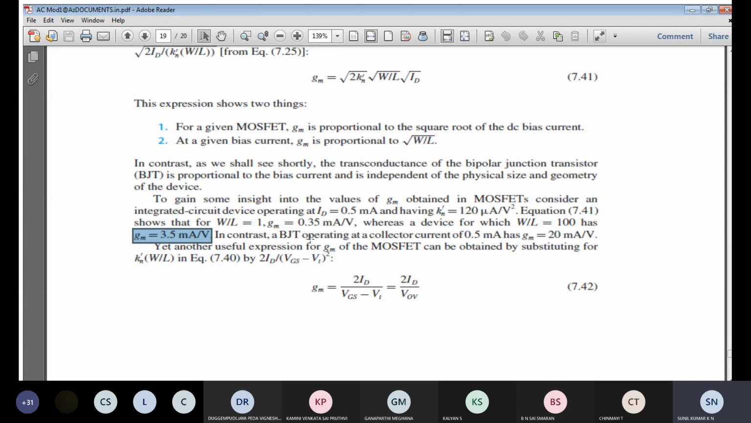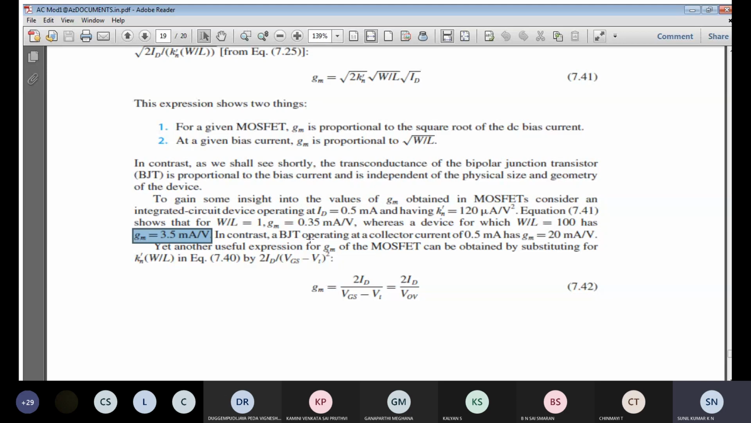Whereas in the BJT, it depends only on the DC collector current IC. So the DC collector current, that is IC divided by VT. So IC is equal to 0.5 milliamps, and VT is equal to 25 millivolts. So you will be getting obviously 20 milliamps per volt. So that is the transconductance, which is higher when compared to that of the transconductance of the MOSFET.